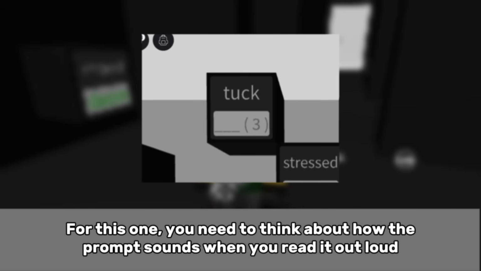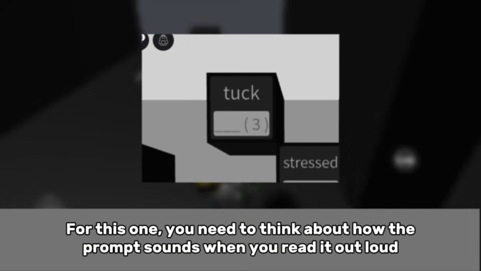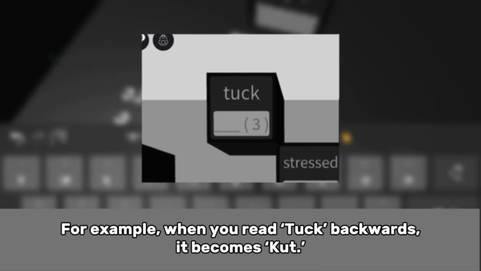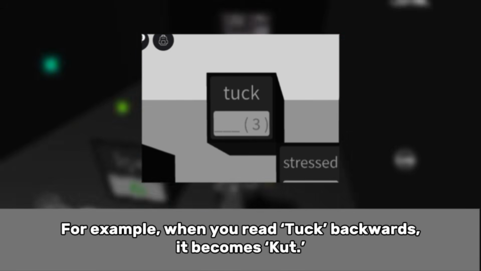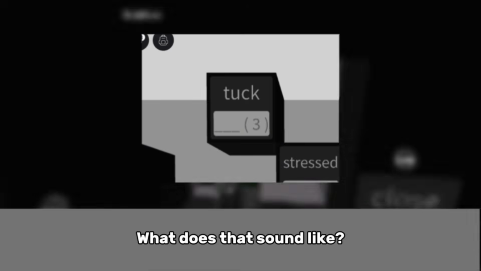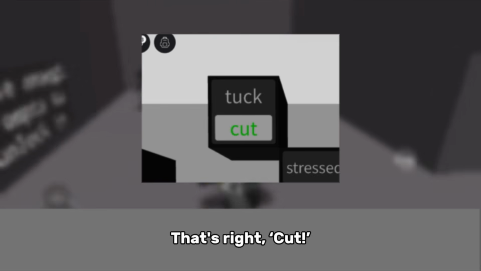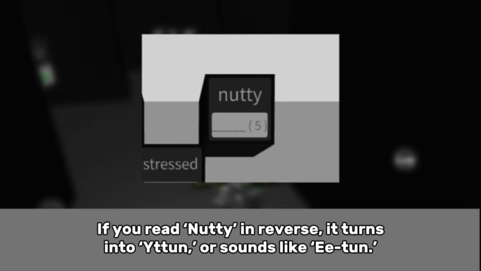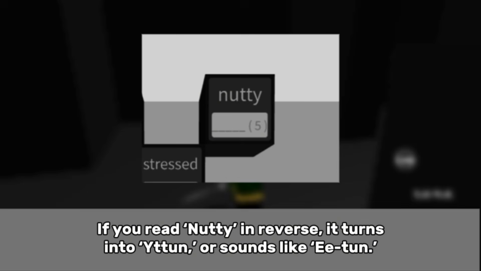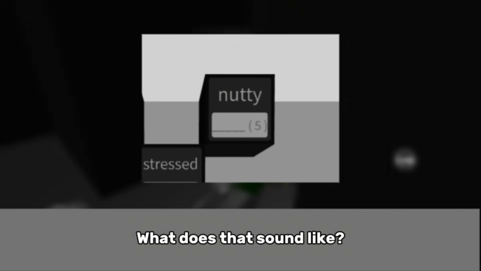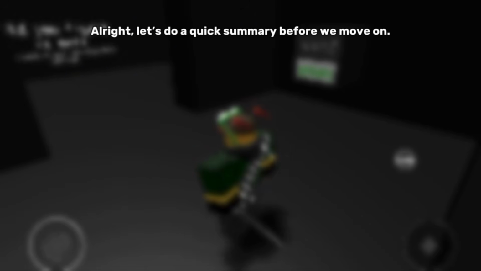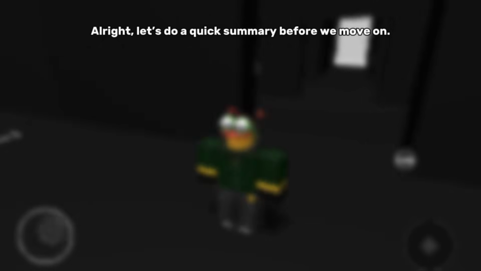For this one, you need to think about how the prompt sounds when you read it out loud. What word does it sound like? For example, when you read tuck backwards, it becomes cut. What does that sound like? That's right, cut. Now here's a tricky one. If you read nutty in reverse, it turns into it or sounds like he done. What does that sound like? Yup, Eden. Alright, let's do a quick summary before we move on.